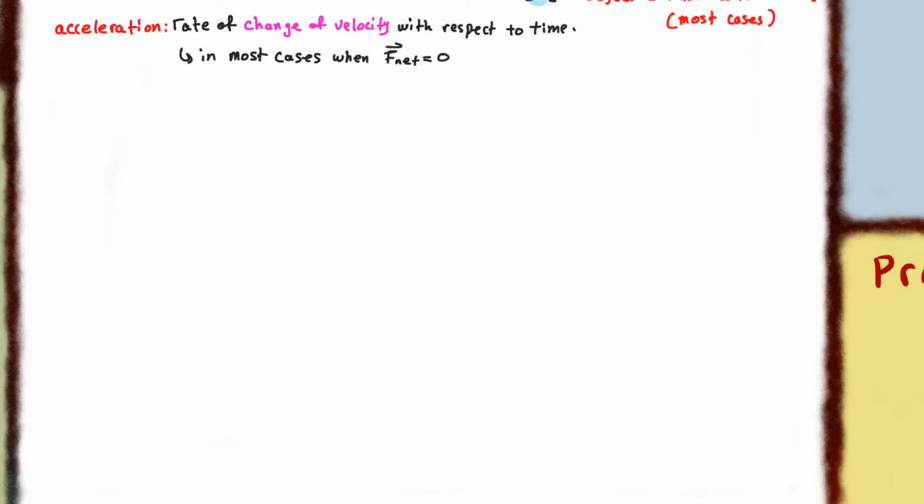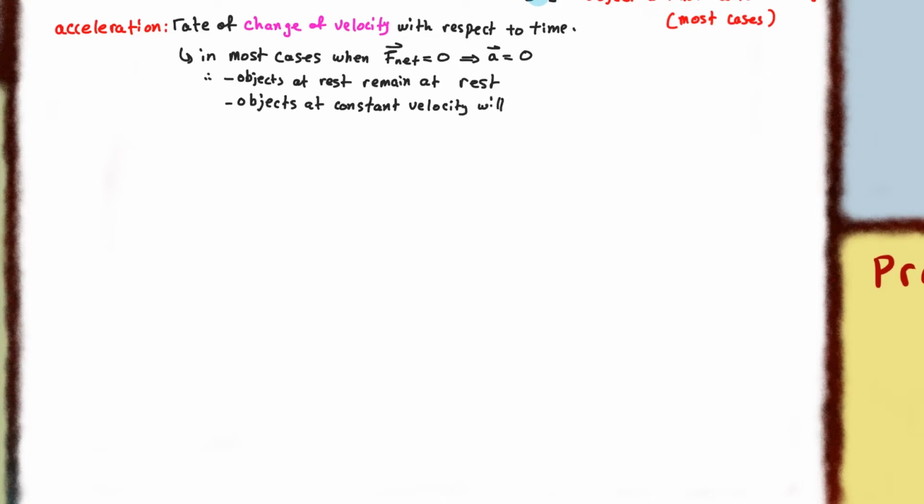Let's talk about a few definitions. Acceleration is the rate of change of velocity, meaning velocity and speed need to change with respect to time for us to have acceleration. In most cases, when the net force is equal to 0, acceleration also equals 0, meaning that objects at rest will remain at rest, and objects at constant velocity will also remain at a constant velocity because they're not going to change their speed. This is known as the first law of motion.